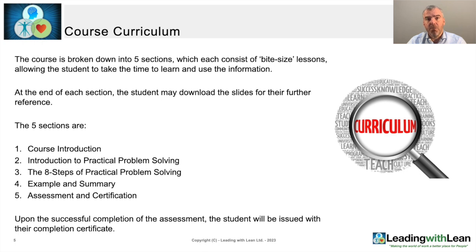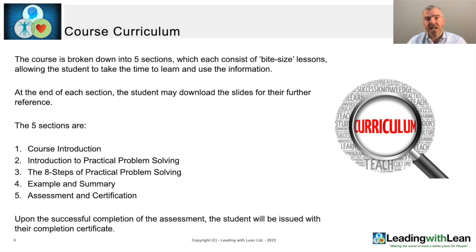And when I say example, what we've done is taken our hypothetical organisation, LWL Industries, and shown you how they might solve a particular manufacturing and supply issue that they have. And hopefully that will help to cement the learning around the 8 steps of practical problem solving.